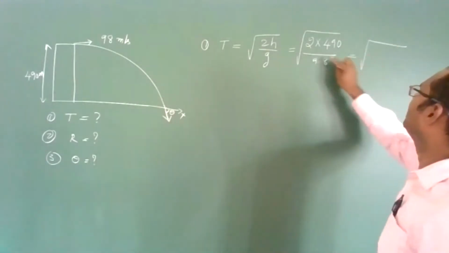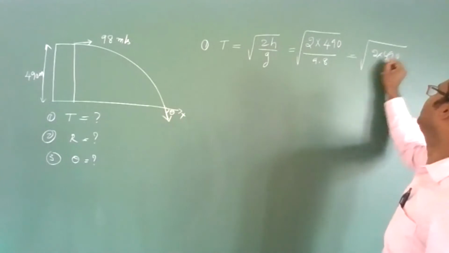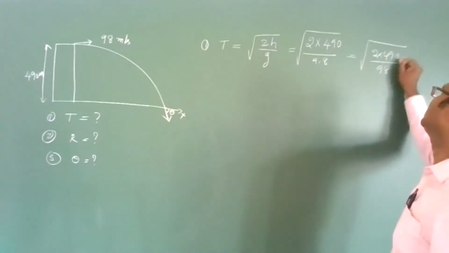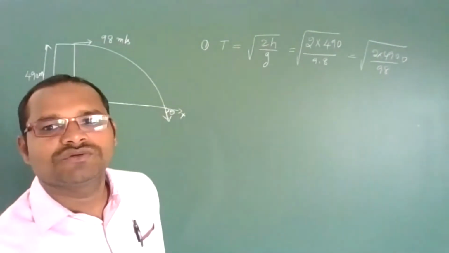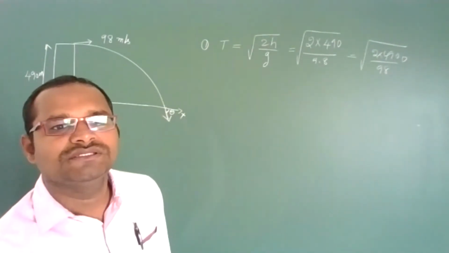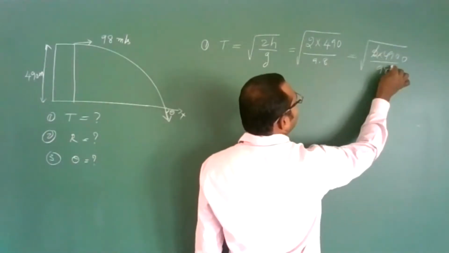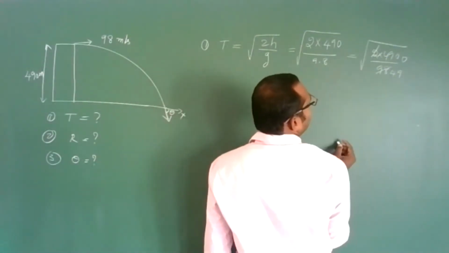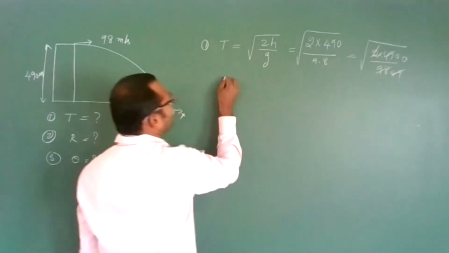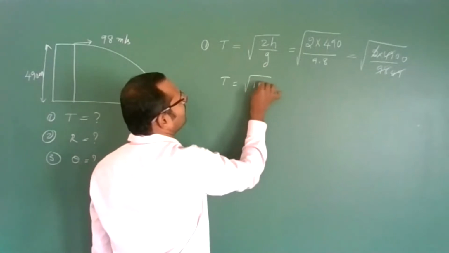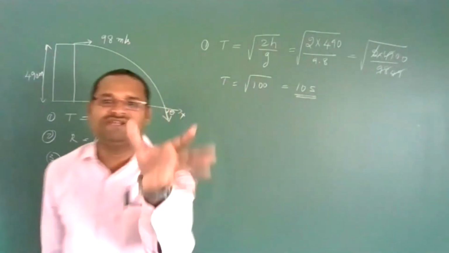It will be 2 into 490 divided by 9.8. So one more zero I will add, so that my calculations become easy. Are you understanding? 2 ones are 2, 2 49s are 98. 49 ones are 49. Under the root you are having root 100. Root 100 is nothing but 10 seconds. So it will take a time of 10 seconds.